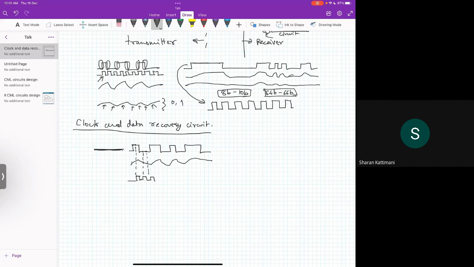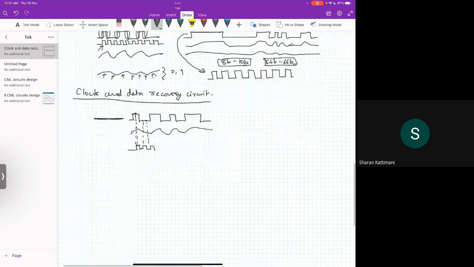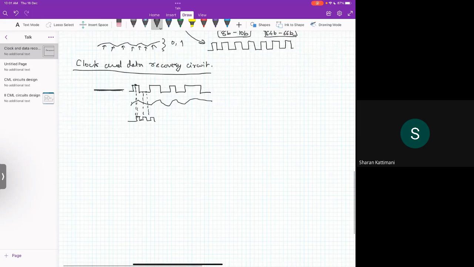Okay, so this middle of the data should occur at the edges of the clock. Whenever we work on clock and data recovery, this we need to ensure. Okay. And this is after the equalization.